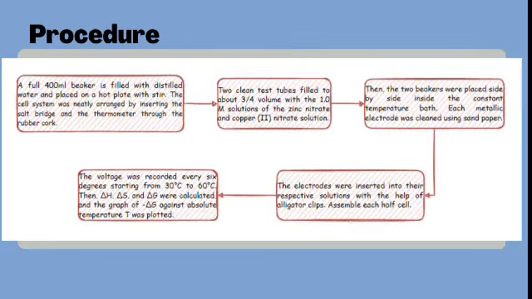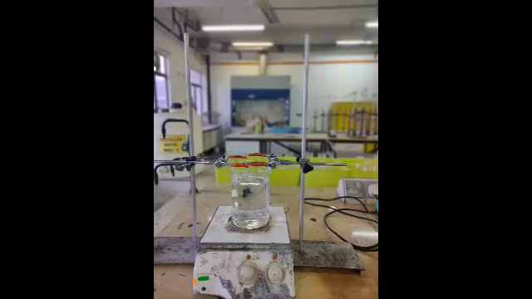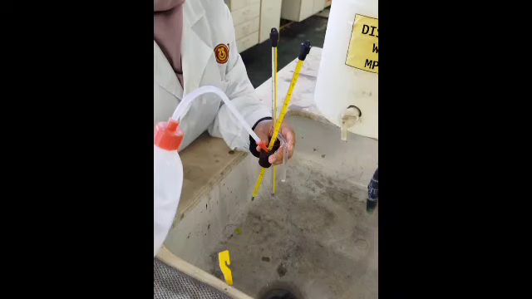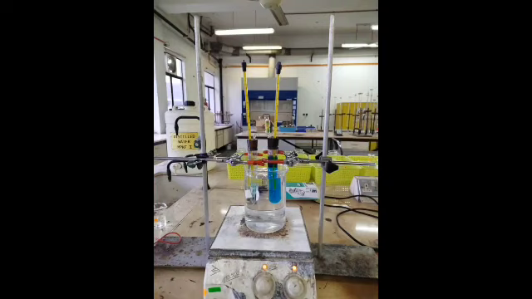For the procedure part, firstly, the zinc nitrate solution was poured into one of the boiling tubes, and the copper nitrate solution was poured into the other boiling tube. The beaker was filled with water. The system cell was neatly arranged by inserting the salt bridge and the thermometer through the rubber cork. The electrodes were cleaned with sandpaper, then the zinc electrode and copper electrode were inserted into the boiling tubes until half of each was dipped into the zinc nitrate solution and copper nitrate solution respectively.